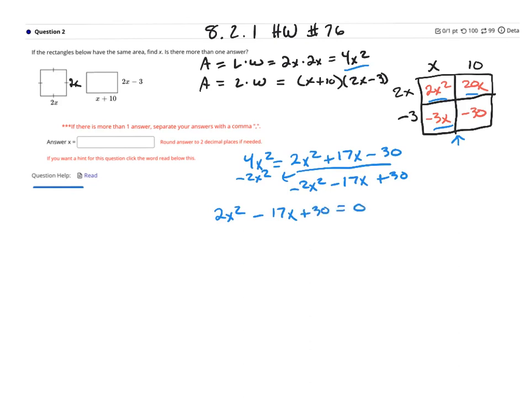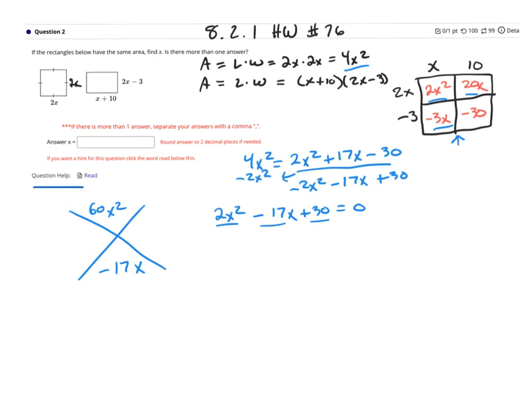Now we need to either factor this or use the quadratic formula. I'm going to choose to solve by factoring. When I do that, I have to multiply these two numbers together, and that will go on top, so that's 60x squared. This number goes on bottom, that's negative 17x.